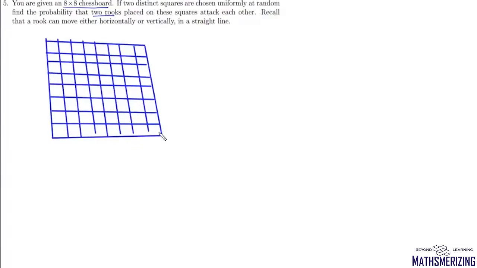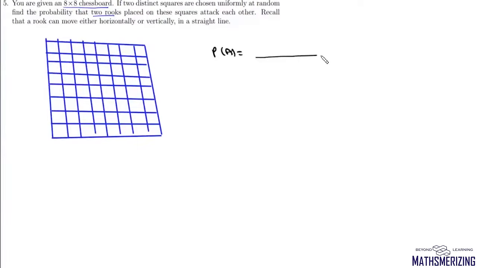Now question number 5 is: you are given an 8 cross 8 chessboard. If two distinct squares are chosen uniformly at random, find the probability that two rooks placed on these squares attack each other. We know that a rook can move either horizontally or vertically in a straight line. So we have this 8 cross 8 chessboard, and we need to find the probability that these two rooks placed will attack each other. Now suppose the event is A, so we need to find the probability of this event A.